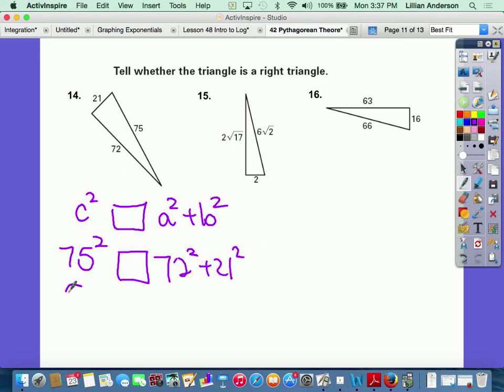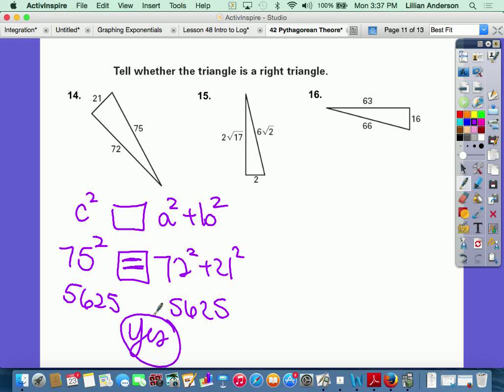And if I check, 75 squared is 5625. And then 72 squared plus 21 squared is 5625. So because they're equal, yes, this is a right triangle. And on top of that, it's a Pythagorean triple because they're whole numbers.